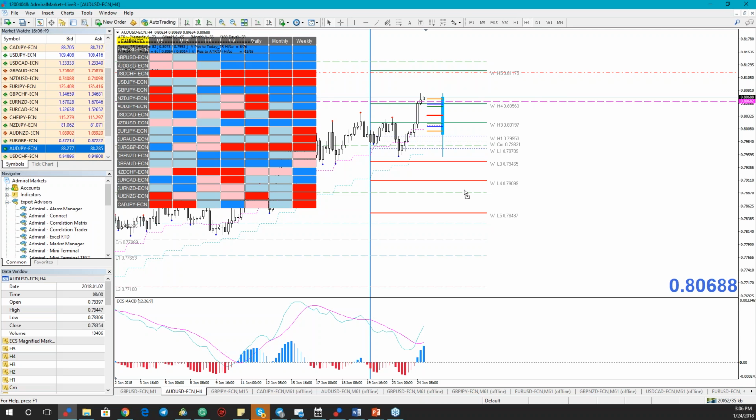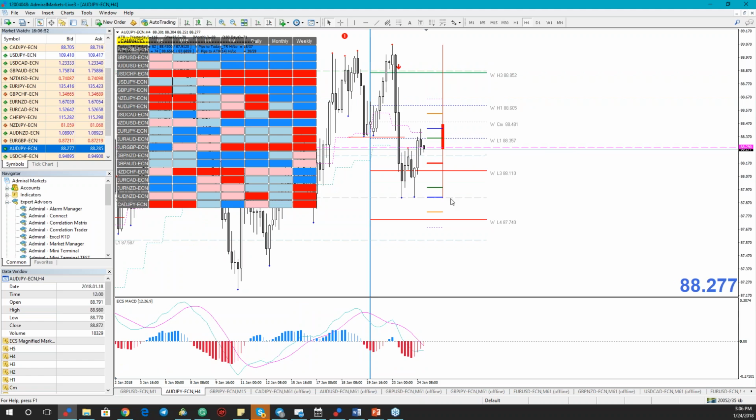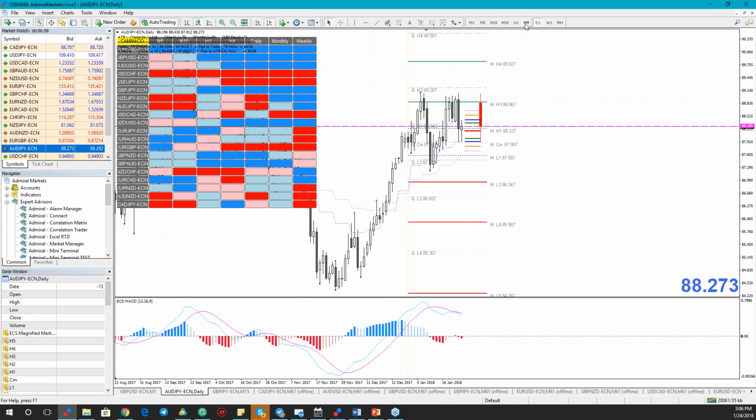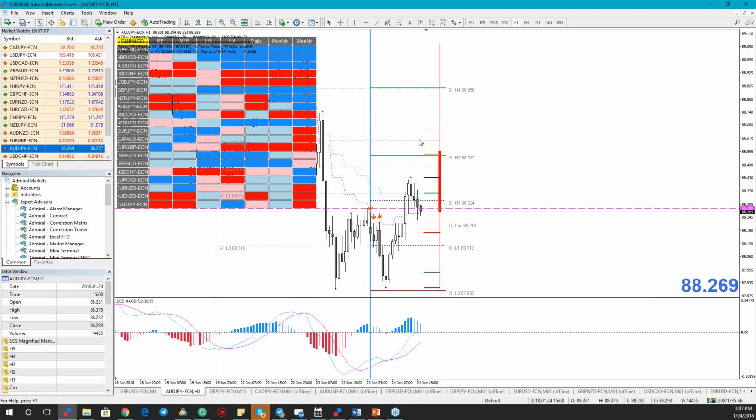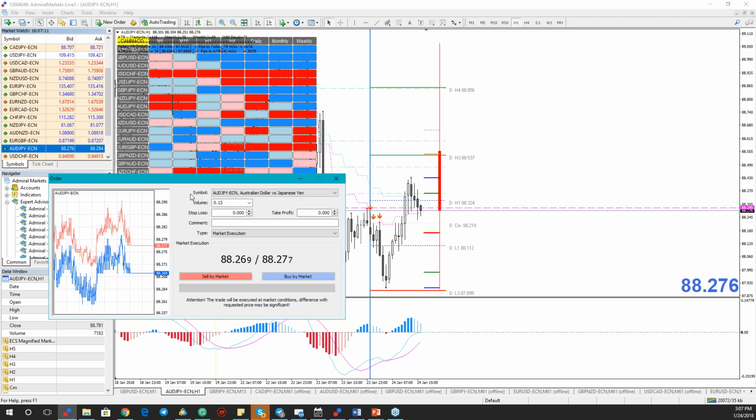Egils is asking regarding Australian dollar yen sell. Let me see. Daily down, 4 hour retracing. 1 hour, it's in the zone. Oh yeah. I'm putting a sell here, guys.